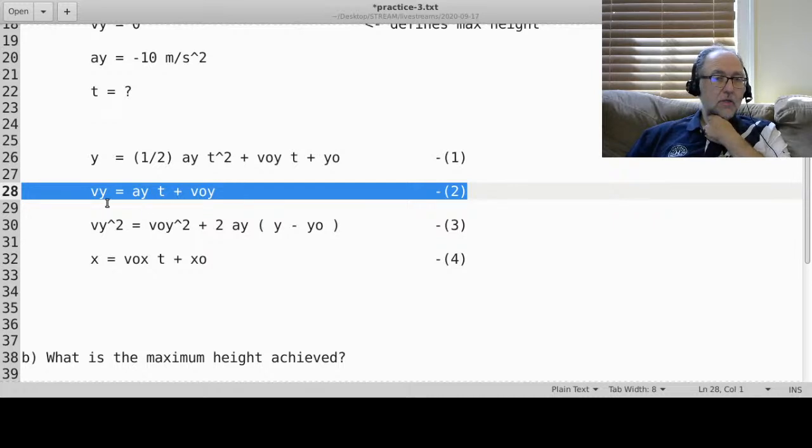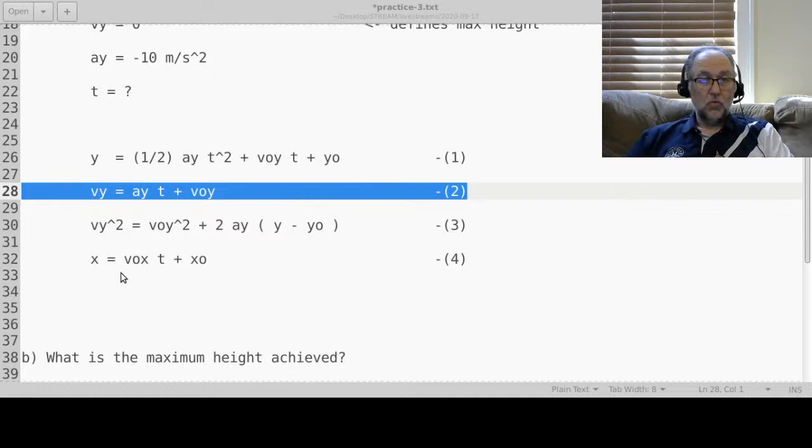And you want time. So can you use this one, number 2? And the answer is yes, you can use number 2. Number 3 you can't use because we're looking for time and it doesn't have time. And number 4 you can't use because we're talking about maximum height, and that's vertical motion, not horizontal motion. So you've got to use number 2, and it really is quite simple.